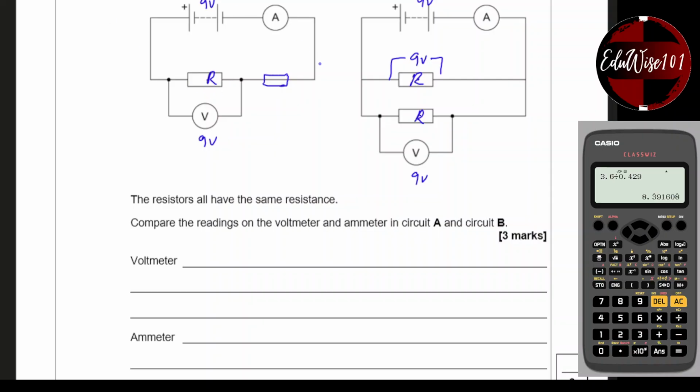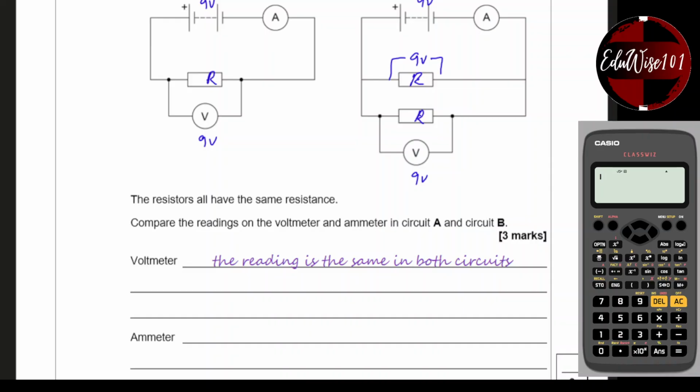So let me get rid of that drawing. So how do you compare the voltmeter reading? The voltmeter reading in circuit A is going to be the same as that in B as well. So the reading is the same in both circuits.